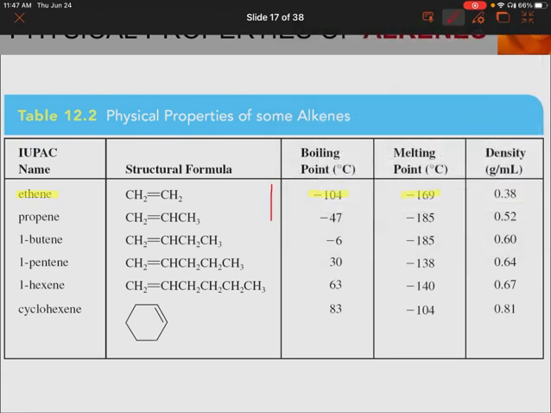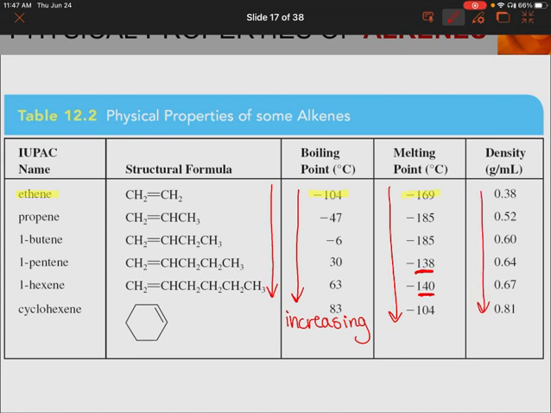Now, as we go down this chart, we're adding more carbons and hydrogens onto that molecule. So we're creating propene, and then 1-butene, 1-pentene, 1-hexene, etc. And notice that the boiling points are less negative as we go down, so they're increasing. And the melting points are also increasing, although there's a little discrepancy here. Their melting points are pretty similar. And then the density is also increasing with an increasing number of carbons and hydrogens in the alkene.